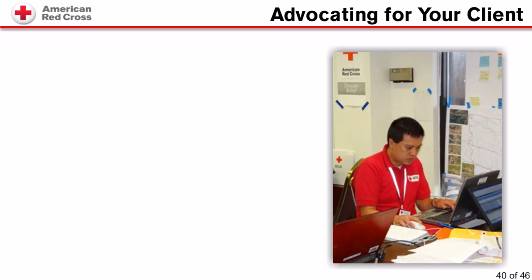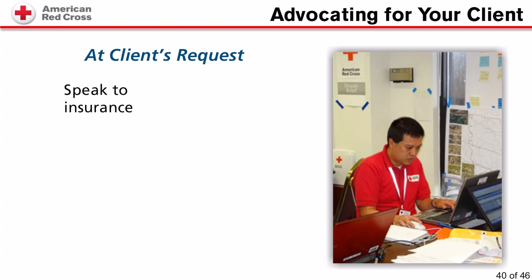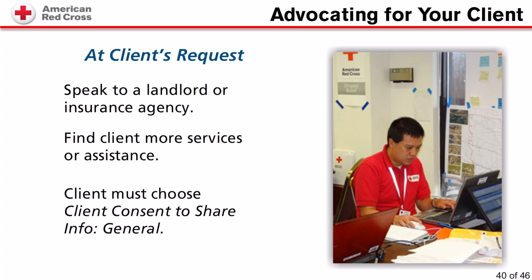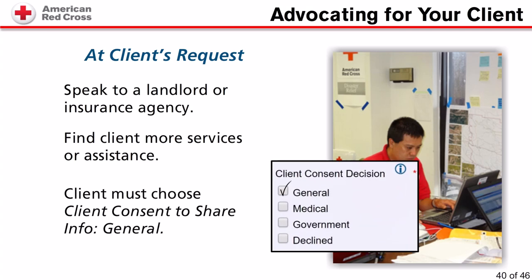Another way you can problem solve with your client is through advocacy. You may, at a client's request, talk to another organization on the client's behalf. For example, you may speak with a landlord or insurance agency to find your client more services or assistance. This support is called advocacy. Before you have any conversations on their behalf, the client must choose Client Consent to Share Info General. This was typically documented during the initial interview. Check it.